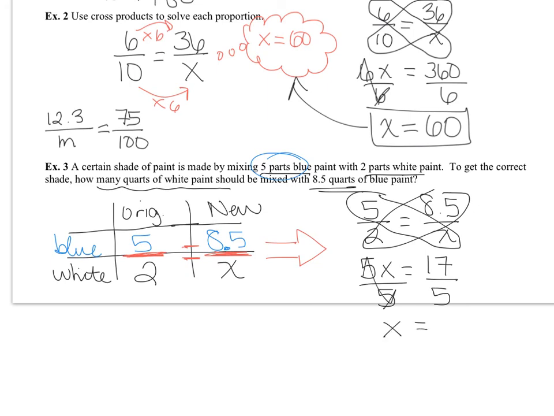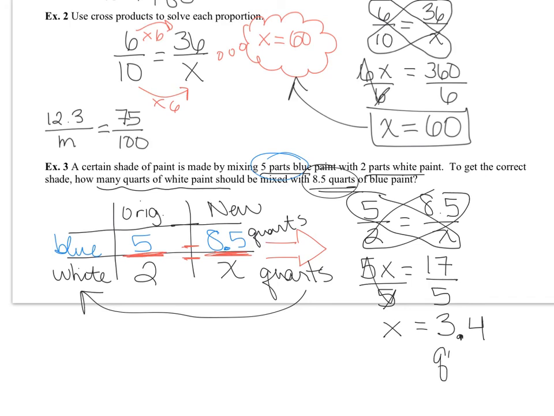So x will be equal to, if we type this in the calculator, yay, you get to use your calculator, 3 4/10, but we need a label. So this was 8.5 quarts blue, and then X will be quarts, but quarts white. So 3 4/10 quarts white paint. And that's our answer.